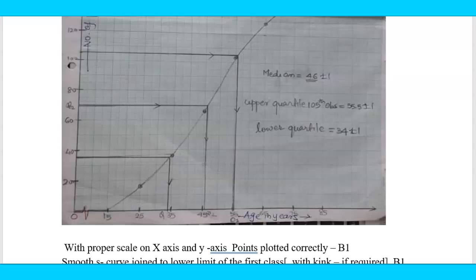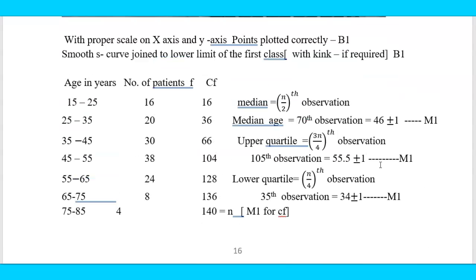Now, finding the median: the n by 2th observation means the 70th observation, which comes as 46. The upper quartile is the 3n by 4th observation, which comes as 55.5, and the lower quartile comes as 34. 34 plus or minus 1 is allowed. So the marking here is 3 marks, 4 marks, and the graph 2 marks, 6 marks.